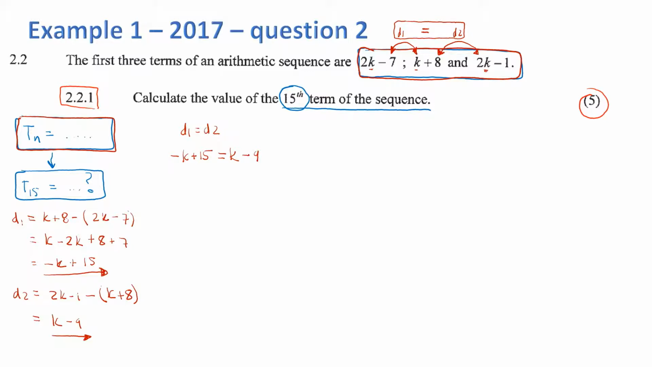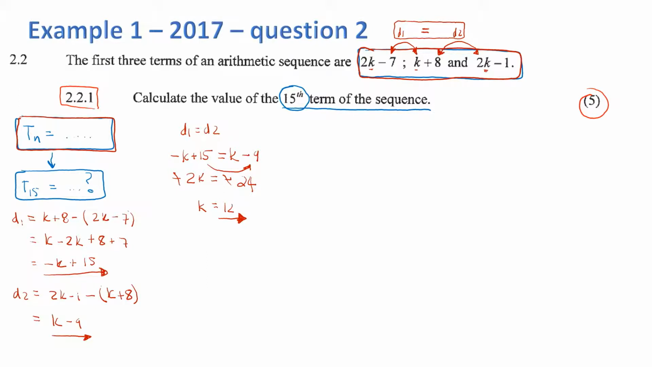Okay, cool. I'm going to bring that k over, so we have minus 2k, and that is minus 9 minus 15, that's minus 24. Then we cancel out the minuses and divide by 2, so we have k equals 12. Okay, the first big thing to reach is the value of k.